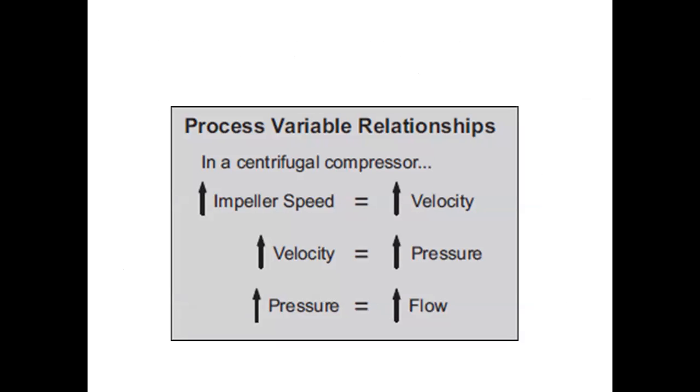Process variable relationship in a centrifugal compressor: impeller speed equals velocity. Velocity increase, pressure increase, flow increase.